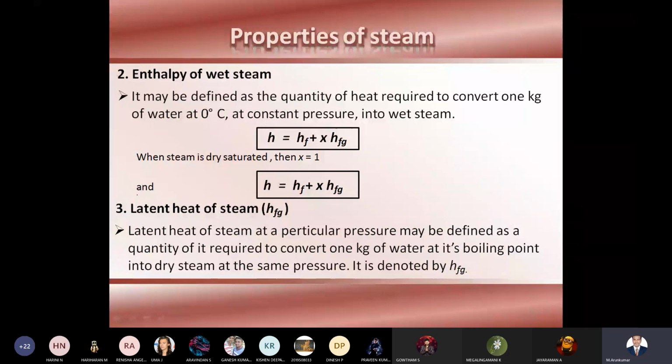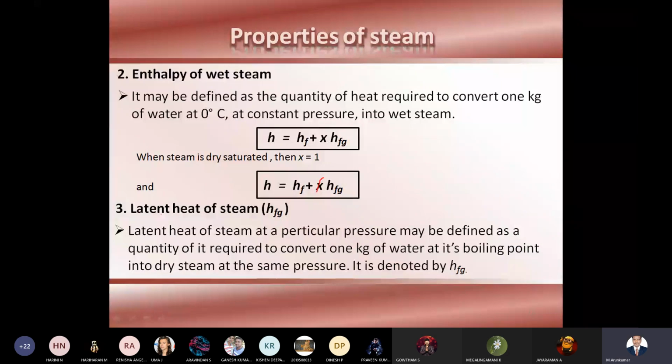Then we can have the equation as h is equal to hf plus x into hfg. The same equation, no need to confuse. We can neglect this one. So if x is 1, we can have the equation h is equal to hf plus hfg, right?